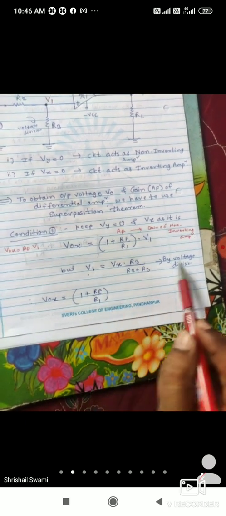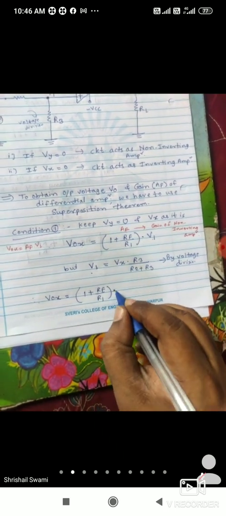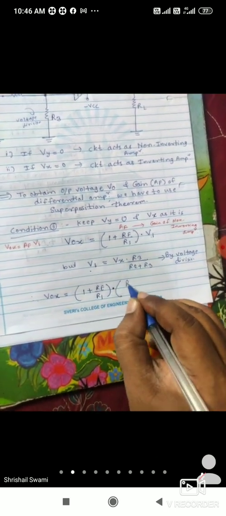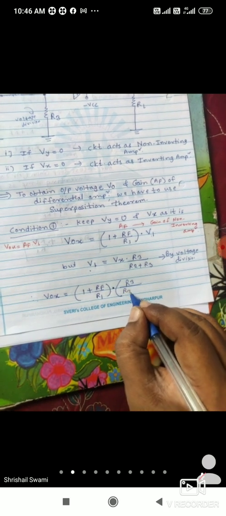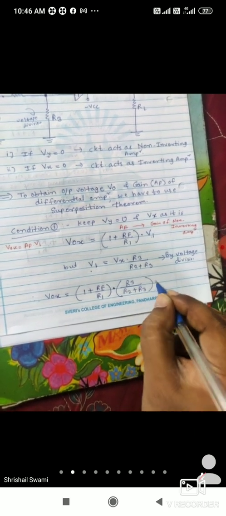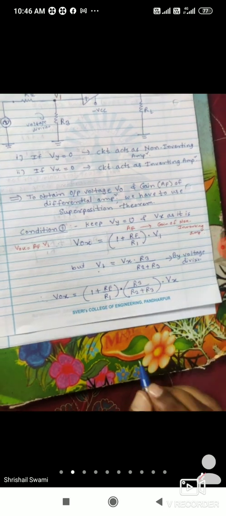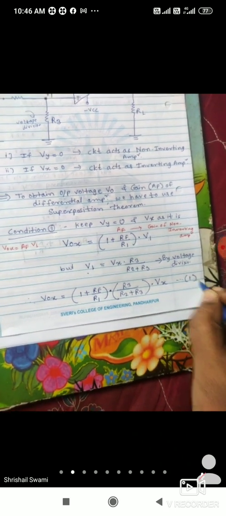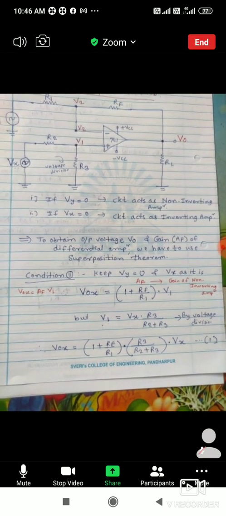So V1 you can get by voltage division. Put this V1 here. So what you are getting? 1 plus Rf divided by R1 as it is, into this you can multiply R3 divided by R2 plus R3, into Vx. So this you can consider as equation number 1. Okay, just wait.